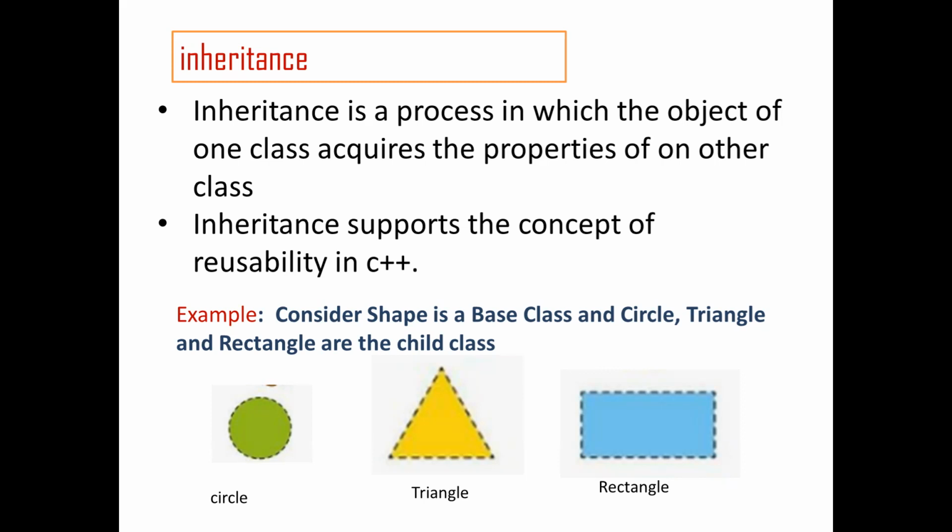So here we consider one example. Suppose we have a parent class shape. From that parent class, we can create different shapes. Let's consider circle is one shape, rectangle is another shape, triangle is another shape. These we can consider as children of the parent class shape.